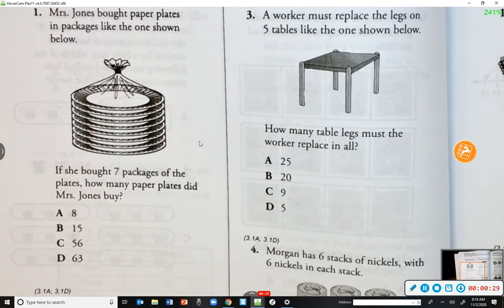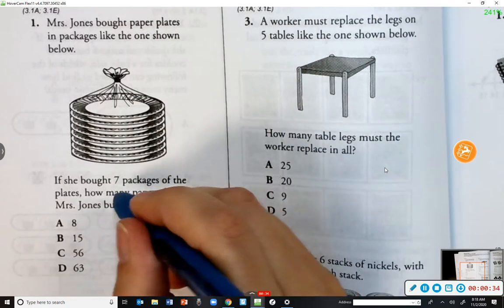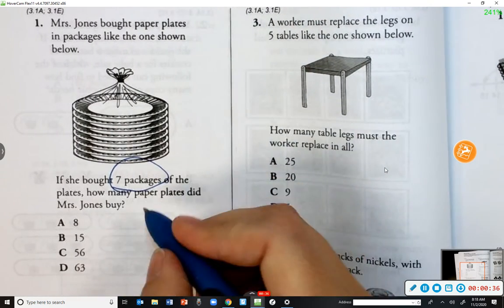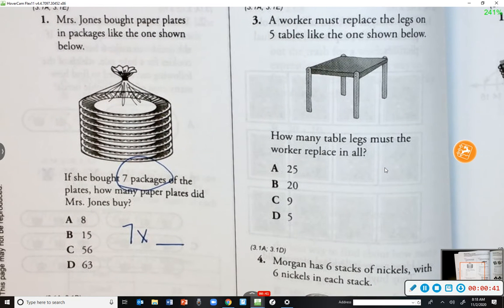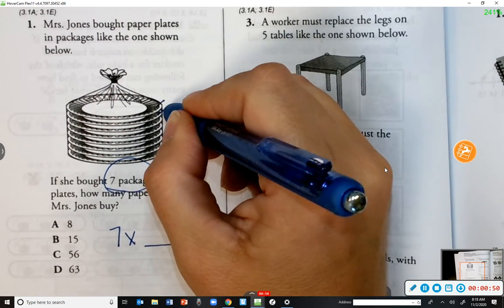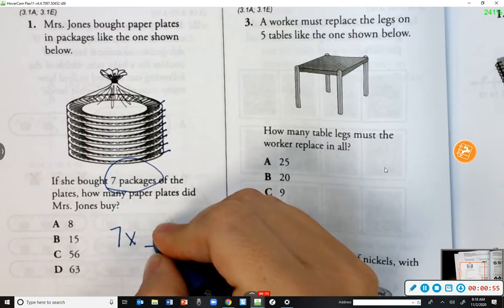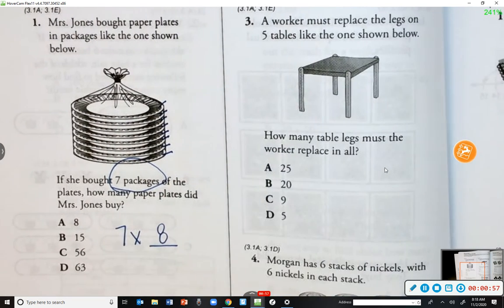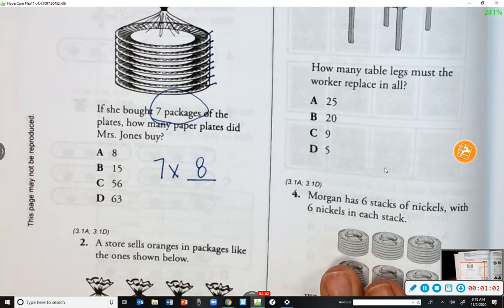Yes, so she has 7 packages. So that's your 7 groups. 7 times. Now, how do I figure out how many goes in each group? What do we have to do, Evangeline? Count the paper plates in the package. So I see 1, 2, 3, 4, 5, 6, 7, 8. 7 times 8.